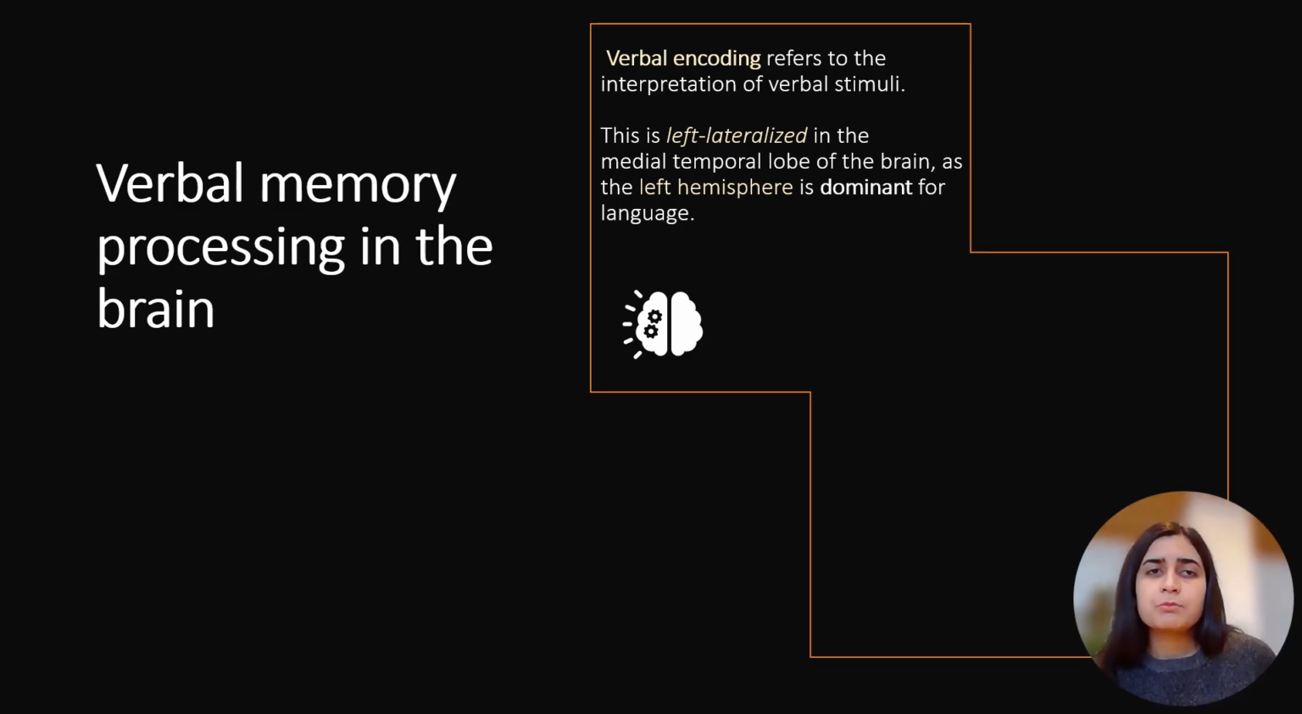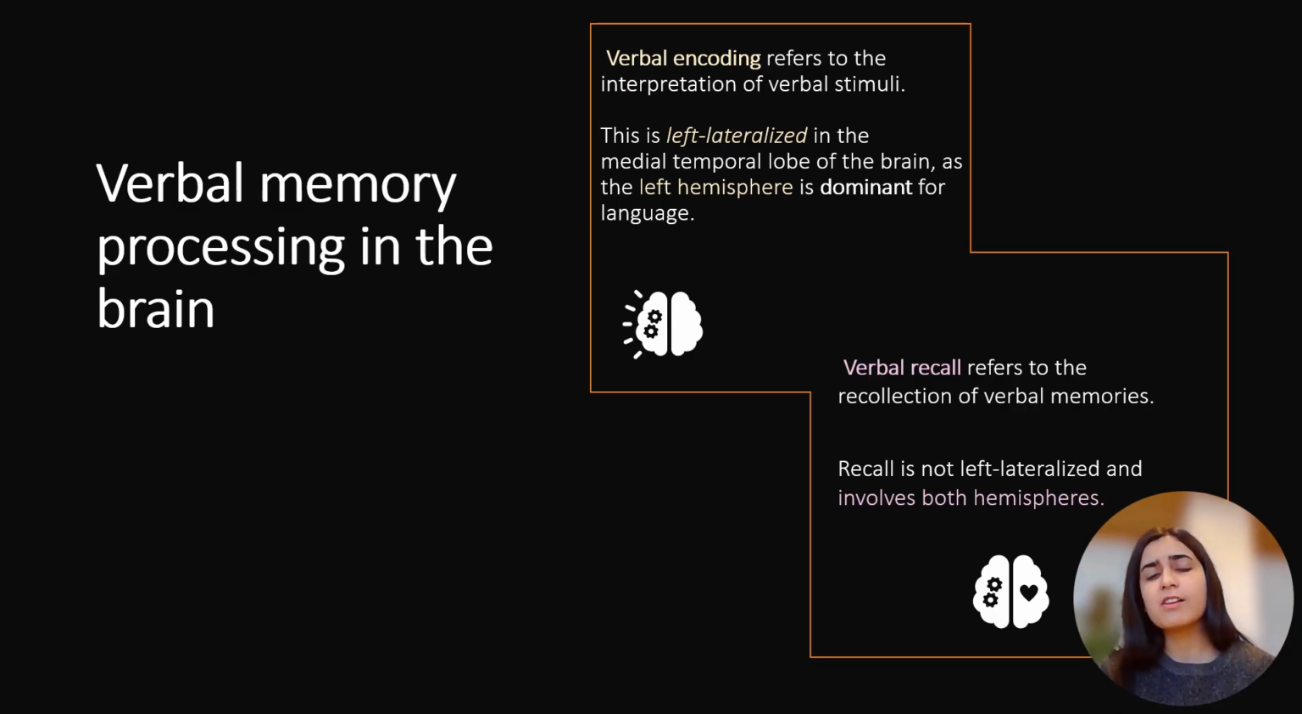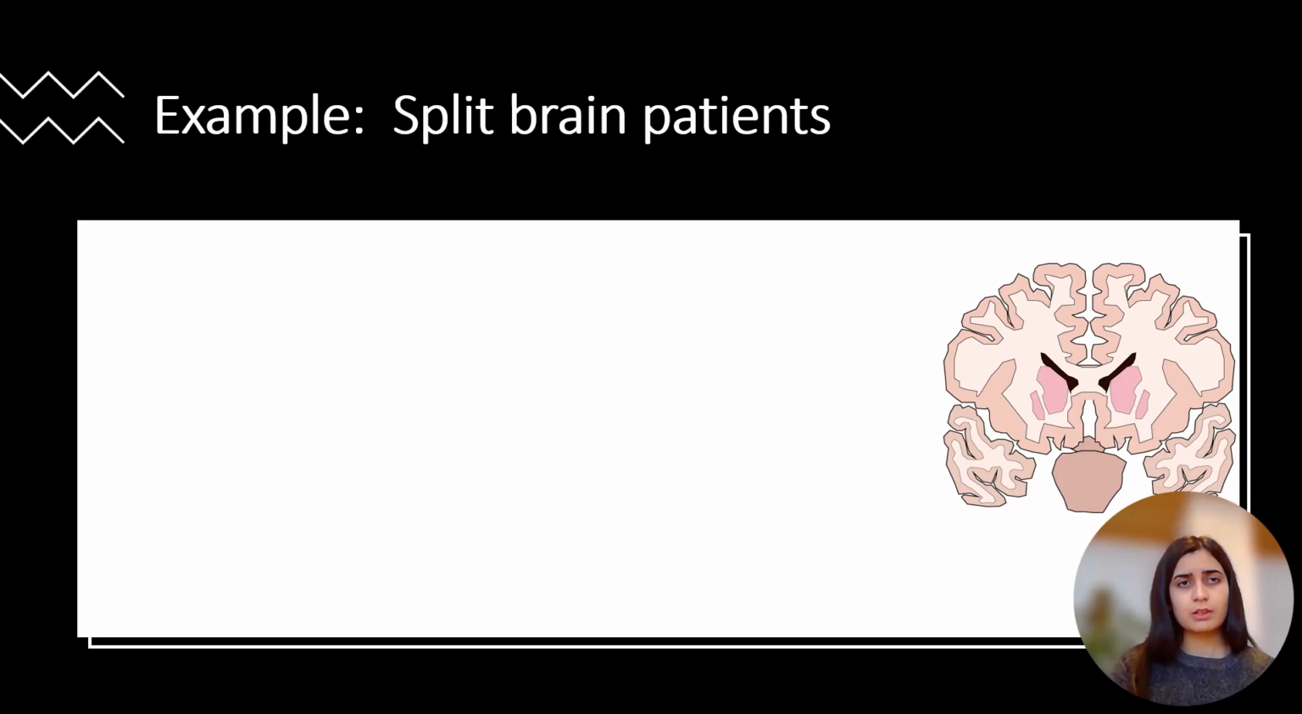Since the left hemisphere of the brain is dominant for understanding language, verbal encoding is considered left lateralized, that is taking place in the left hemisphere. On the other hand, recall involves both hemispheres of the brain. An interesting example of how verbal processing and hence memory can be affected by brain injury is presented by people with split brain.